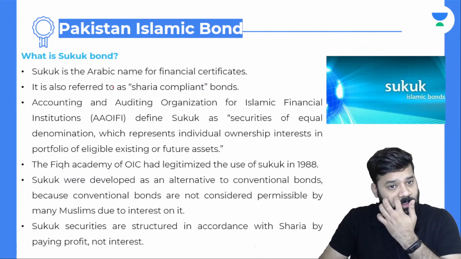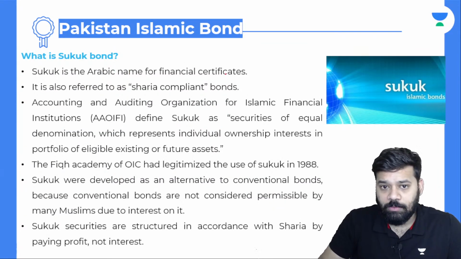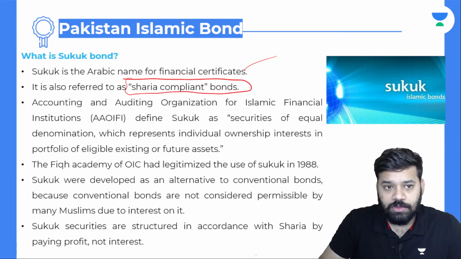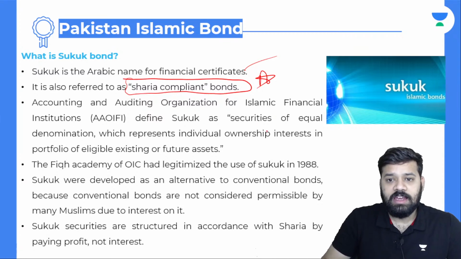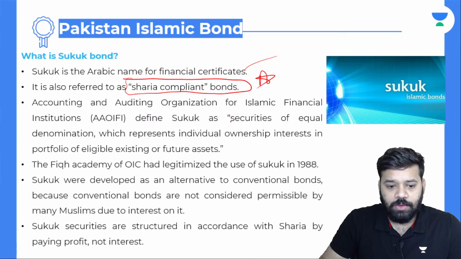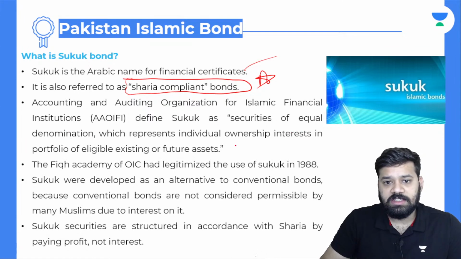Going forward, Sukuk is the Arabic name for financial certificates. It is also referred to as a Sharia compliant bond. Sharia is the law that governs Islam. The Accounting and Audit Organization for Islamic Financial Institutions defines Sukuk as securities of equal denomination which represent individual ownership interest in a portfolio of eligible existing or future assets. The Fiqh Academy of the OIC, that is the Organization of Islamic Cooperation, legitimized the use of Sukuk in 1988.